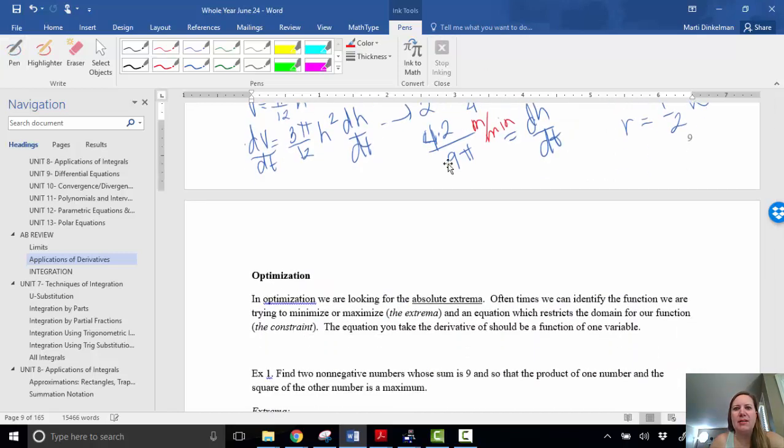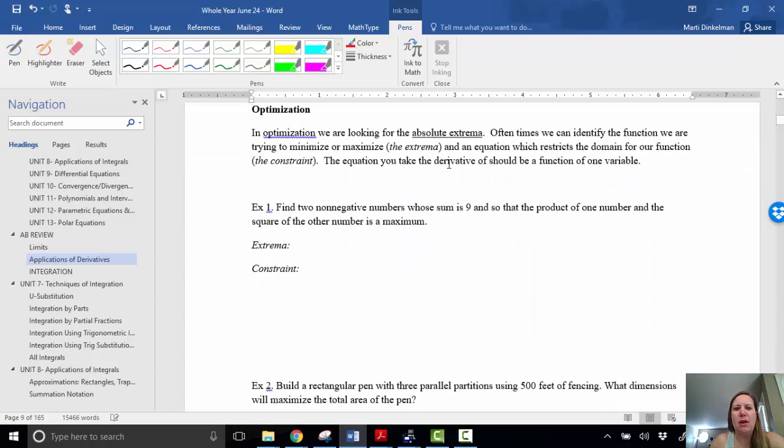Okay, so as I mentioned, the other type of word problem is the optimization, where we're really just looking for a max or a min. And a lot of times in this one, there's two kinds of equations. There's the extrema, the thing that we're trying to find the min or max of, and there's the constraint, the thing that tells us, oh, we only have so much material or something like that.